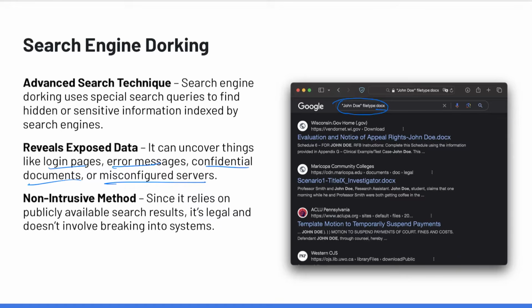Again, technically this is OSINT, because we're not really breaking in anywhere. We're just making our search engine work for us in a very specific way. This is legal and doesn't involve breaking into any systems. It's just an advanced, non-traditional search technique that's often used to find hidden or sensitive information that you wouldn't find just by putting in a more straightforward search term.